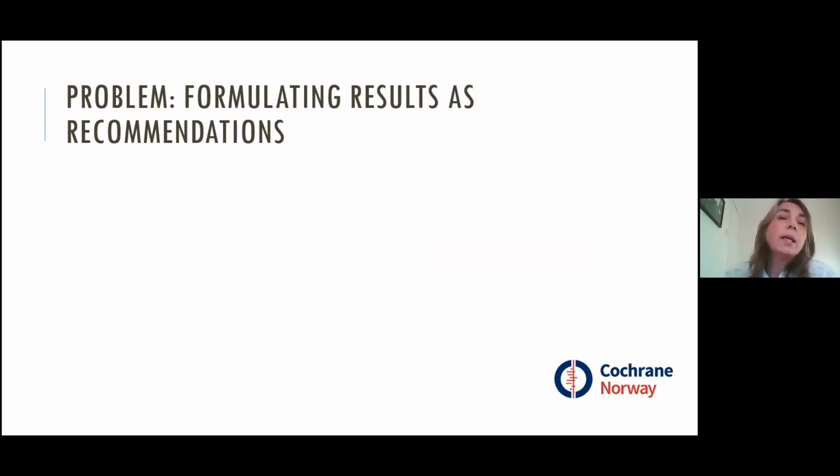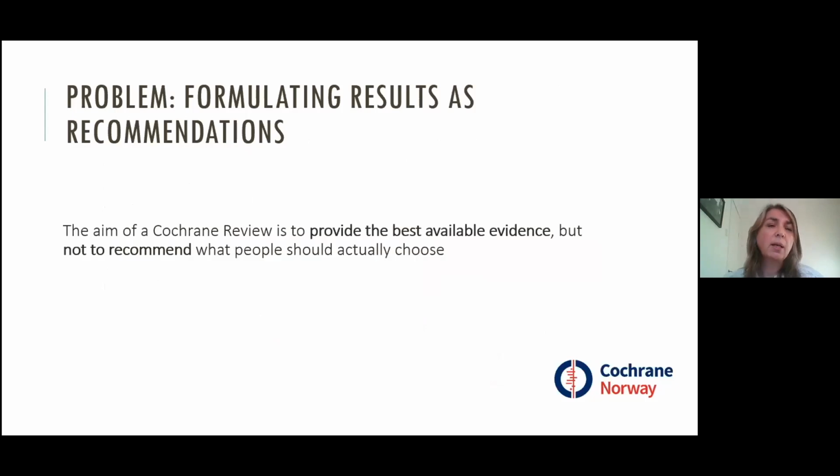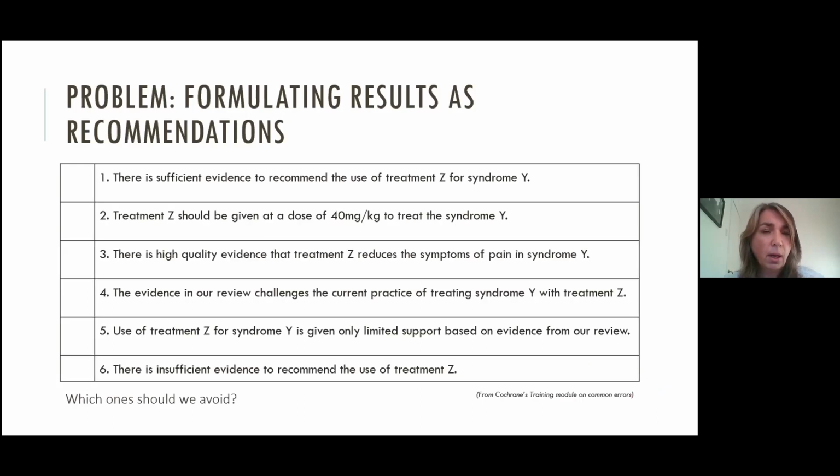Another problem is that people sometimes formulate their results as recommendations. In Cochrane, the aim of a Cochrane review is to provide the best available evidence. It is not to recommend what people should actually choose. And if you're writing a Cochrane review, you should not be including recommendations. You should simply be telling people what the evidence is.